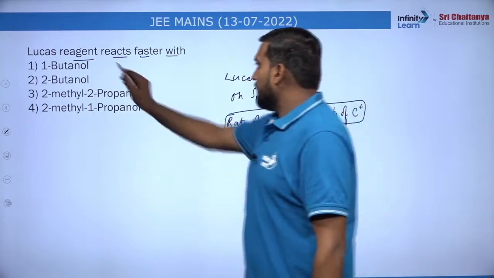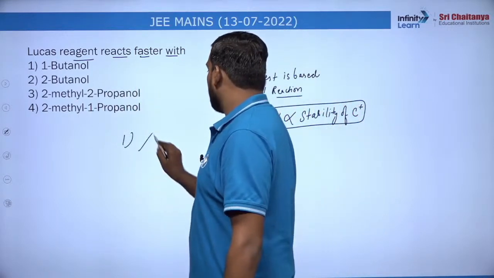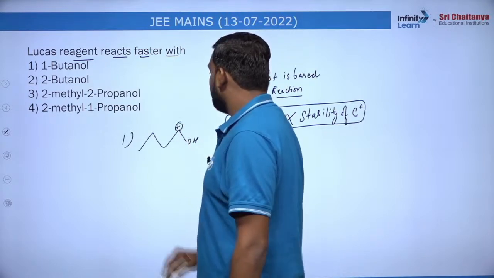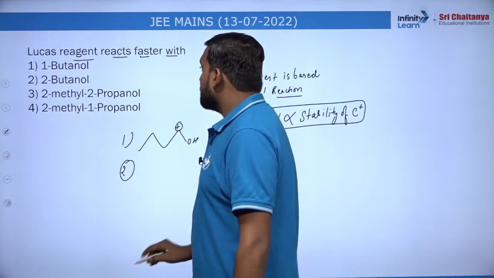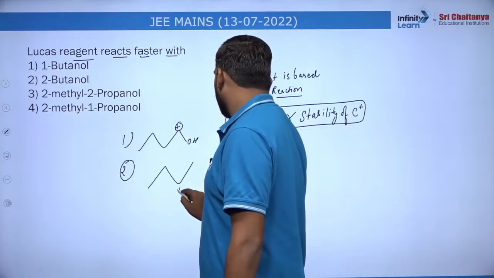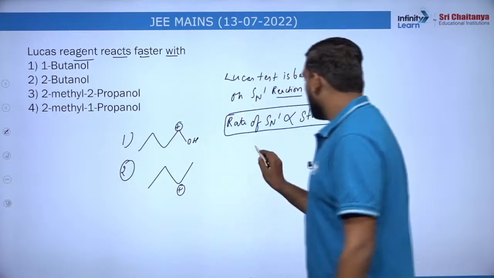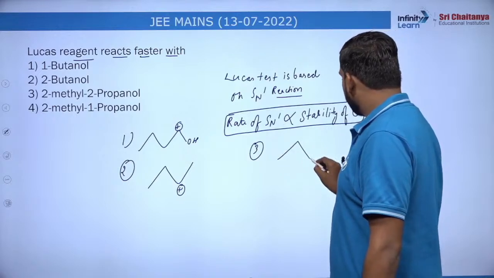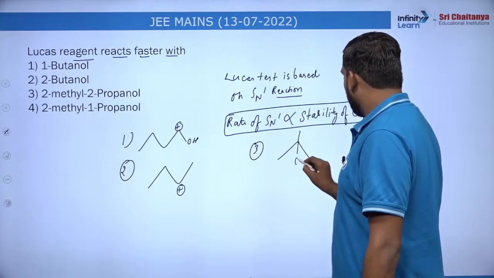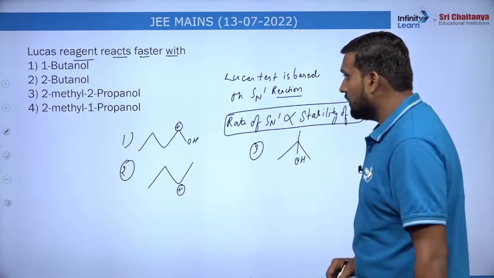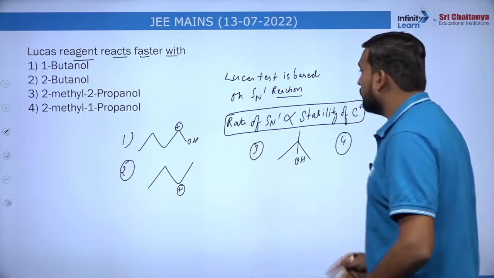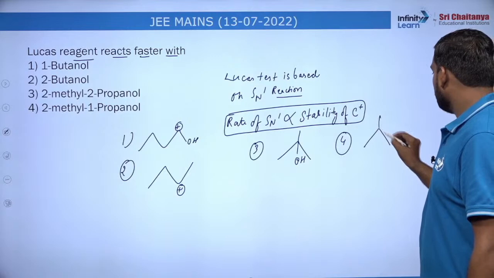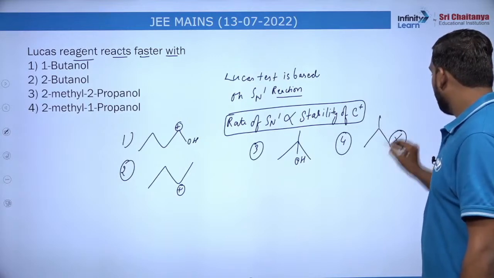Now if I go through all the structures, the first structure is 1-butanol, so it will look like this, and this will be your carbocation. For the second, it's 2-butanol, so the carbocation will look like this. And for the third structure, that is 2-methyl-2-propanol, just draw the propanol with a 2-methyl, and then there is the OH. Then for the fourth option, 2-methyl-1-propanol, it will be something like this. Here it will be forming OH.